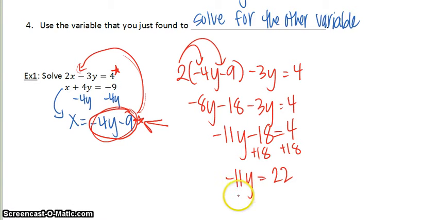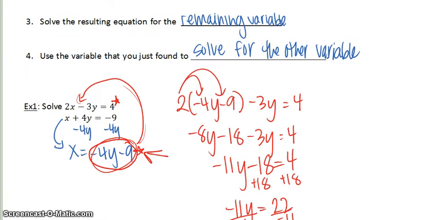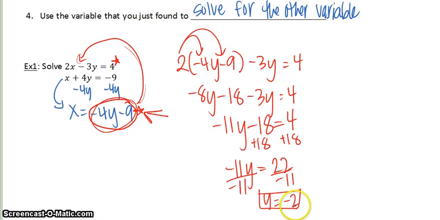So I'm going to divide by a negative 11. So that gives me y equals a negative 2. So now I found y equals a negative 2. So now I need to use that variable that I just found to solve for the other variable. So I have y equals a negative 2.